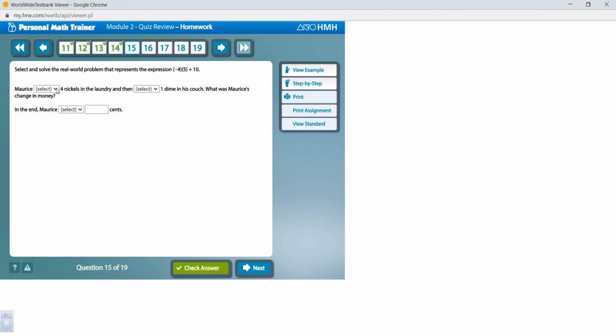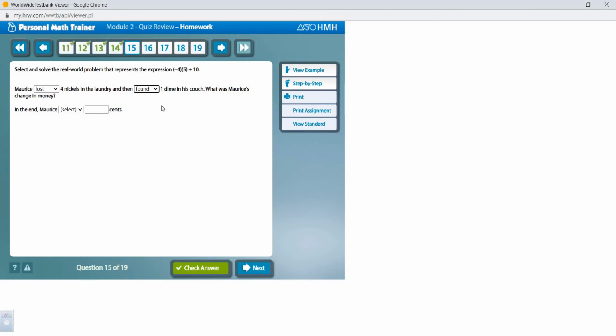So let's see what they said. Maurice found or lost 4 nickels. Well, it's a negative 4, right? So he lost 4 nickels in the laundry. So 5 cents here actually doesn't mean the number of occurrences. It means what it's worth. Okay, many, many times it's the number of occurrences, but not this time. All right, and then he found a dime. So this 10 cents is what he got. When you get something, it's positive, okay? What was his change in his money?